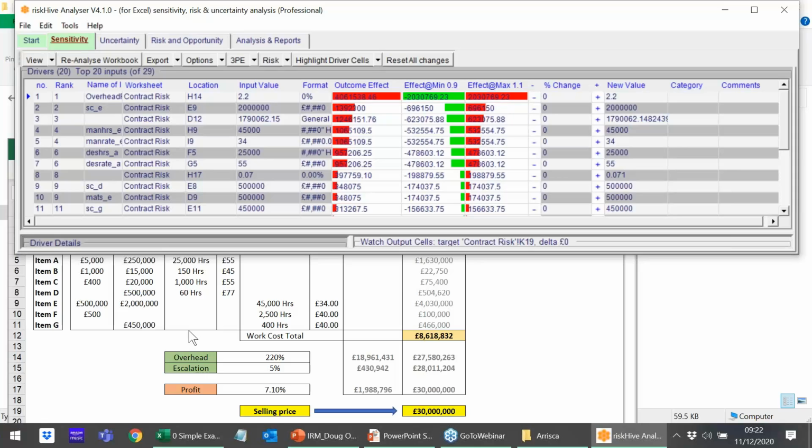So all of those inputs to the model have been changed, and now we've moved across to this sensitivity tab, which is where we have the big green button on start.